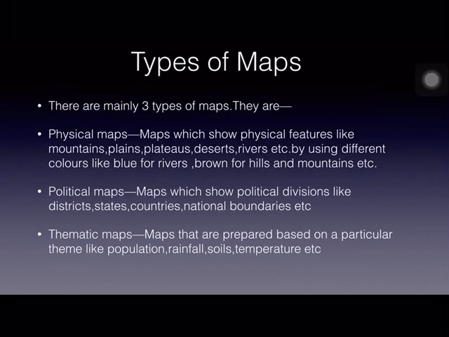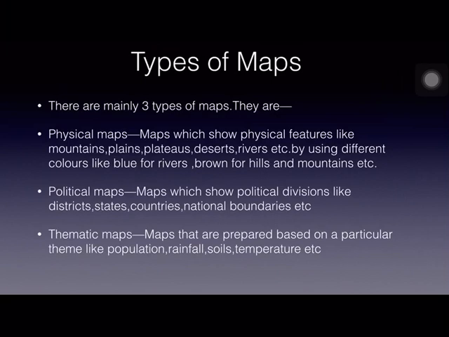So, maps which show physical features like mountains, plains, plateaus, deserts, rivers, etc. by using different colors, they are shown in the map. Like blue for rivers, brown for hills and mountains. Like that, they use different colors to show different features. And these maps are called physical maps. Once again, maps which show physical features like mountains, plains, plateaus, deserts, rivers, etc. by using different colors like blue for rivers, brown for hills and mountains, are called physical maps.